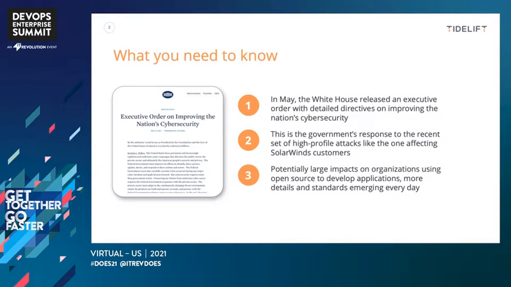And the third fact to point out is that this potentially has pretty large impacts on all kinds of organizations who develop software, and especially those that use open source software to develop applications. And there are more and more details and standards and requirements that are emerging every day. So this is what we want to talk about today and help you understand a little bit about what the actual requirements are, what the process is that's unfolding, and then recommend some good ways that you can approach dealing with these requirements and dealing with the reality that's happening.